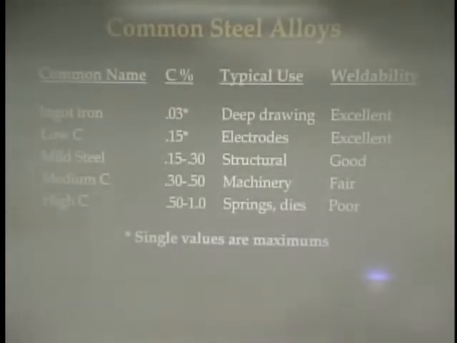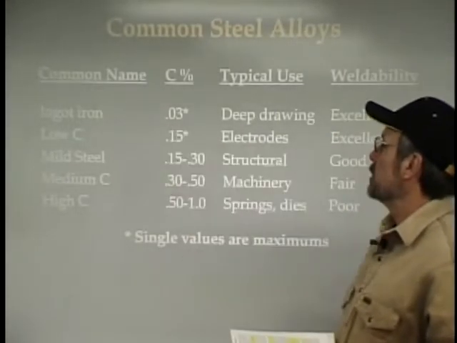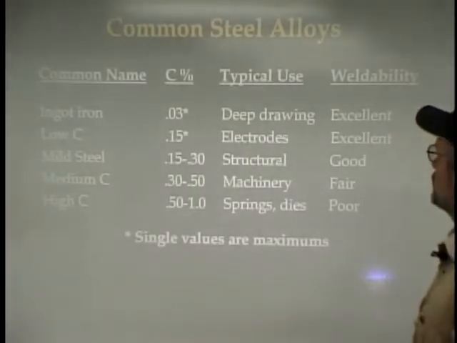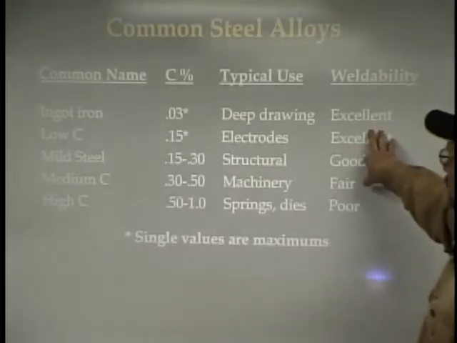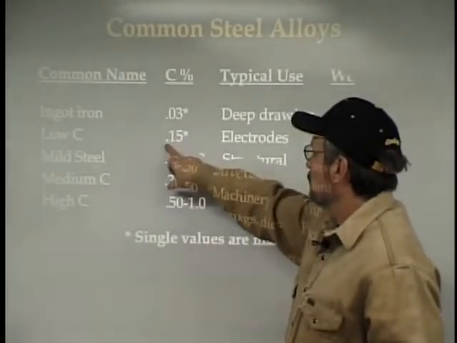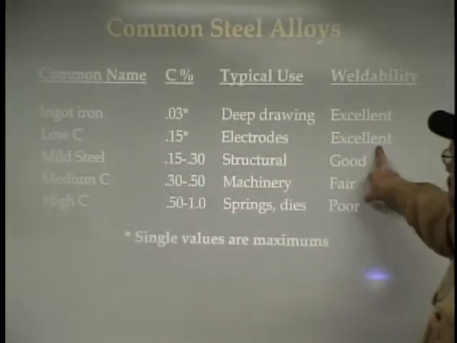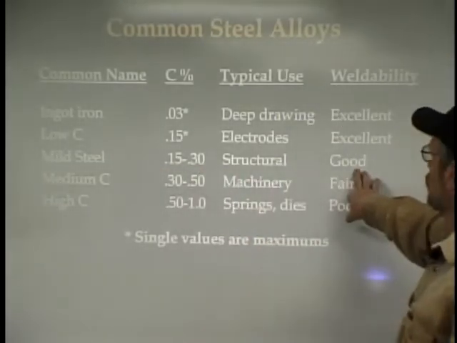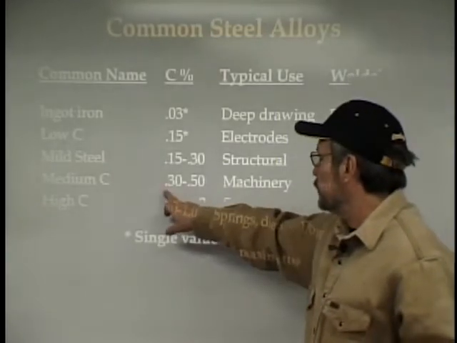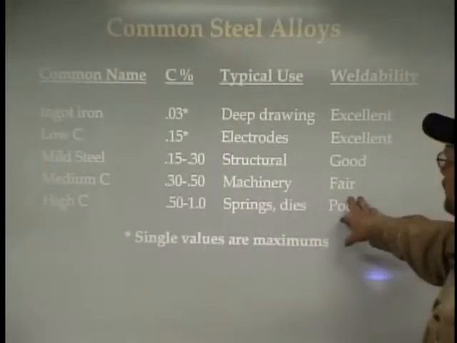Then we have, well, before I go further, let's go ahead and look at this. Common steel alloys, the percentage of carbon, ingot iron, that would be when they bring it out of the furnace, has excellent weldability. A low carbon steel, like we use in the welding lab, used for electrodes, it's excellent. Mild steel, 15 to 30%, structural, good weldability. Medium carbon steels have 0.30 to 0.50. They're used for machinery type, and it has fair weldability.